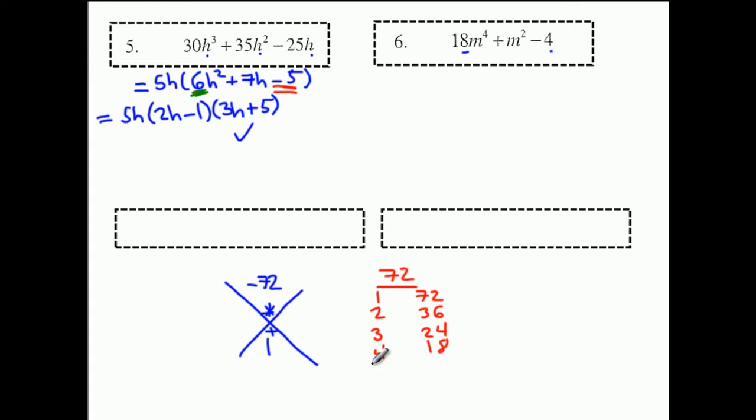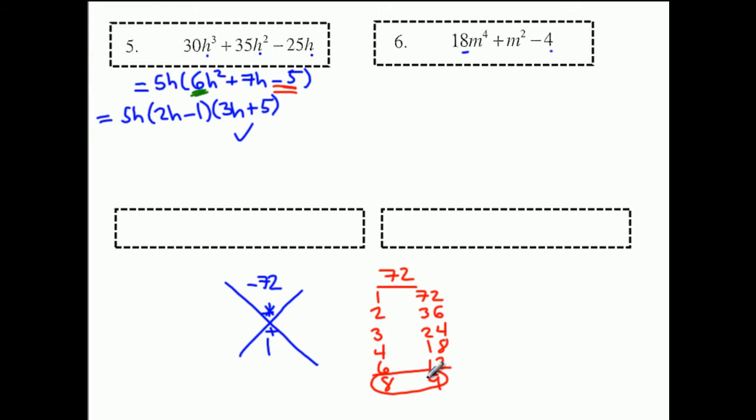72 divided by 5 doesn't really work. 72 divided by 6 is 12. 72 divided by 8, so I skip 7, is 9. So if we look at this, we could arrange for 8 and 9 to add to give positive 1 and multiply to give negative 72.